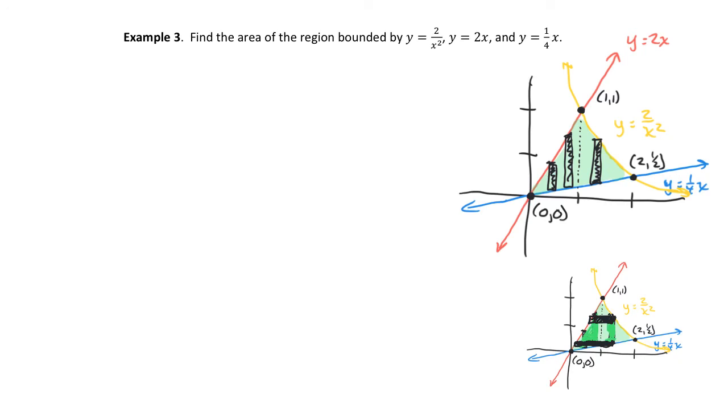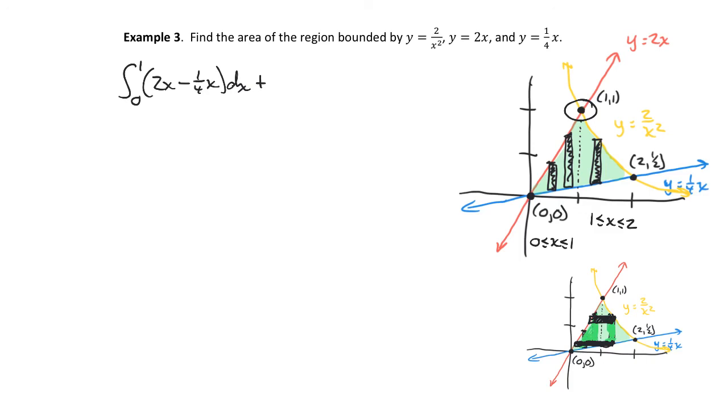One of our integrals will be on the interval from 0 to 1, and the other one will be from 1 to 2, because of this splitting point where we switch from the red curve being on top to the yellow curve being on top. So from 0 to 1, we'll do the top curve, which is the red curve. The red curve is y equals 2x, minus the bottom curve. The bottom curve is 1/4 x. Okay, I can handle that. dx. And then that's the first region.